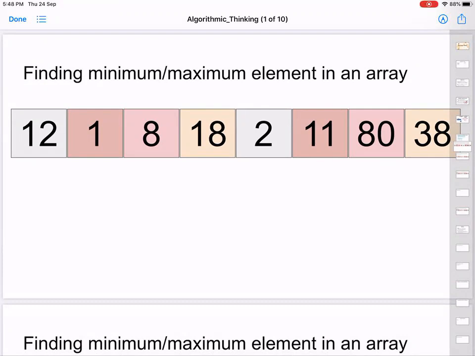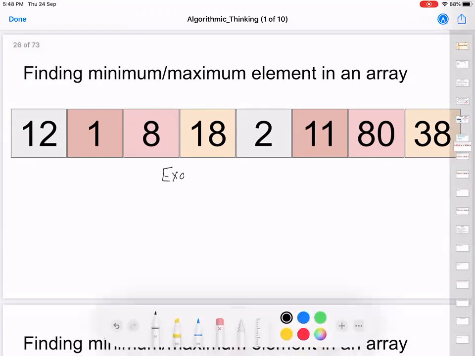When I'm talking about time complexity here, let's initially talk about the exact number of steps, or the exact number of comparisons. So what will be the exact number of comparisons if I want to find, let's say, the max in an array? It can be done for both max as well as min.